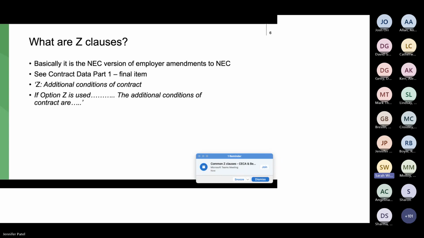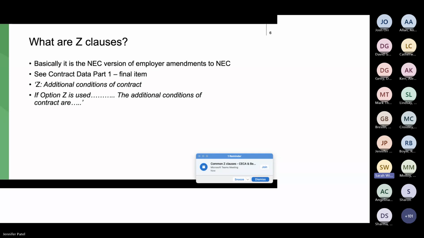So it says Z clauses additional conditions of contract. And then it goes on to say, if option Z is used, the additional conditions of contract are, and the idea is that those additional conditions are inserted. So what I would say is here, the emphasis is on additional. The aim or the intention of NEC wasn't that we would be changing the risk.